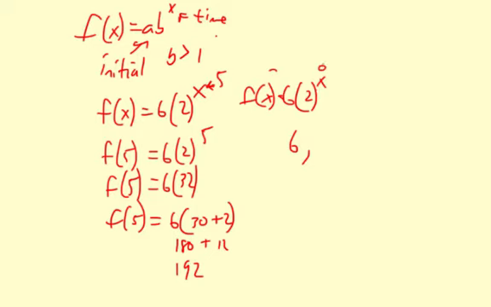And then input a 1. 6 times 2 to the 1. 2 to the 1 is 2. So 6 times 2 is 12. And the next ones would be 24 and 48, because I'm going to be doubling each time. That's what that growth factor of 2 means, 96. So you can also make this into a sequence.